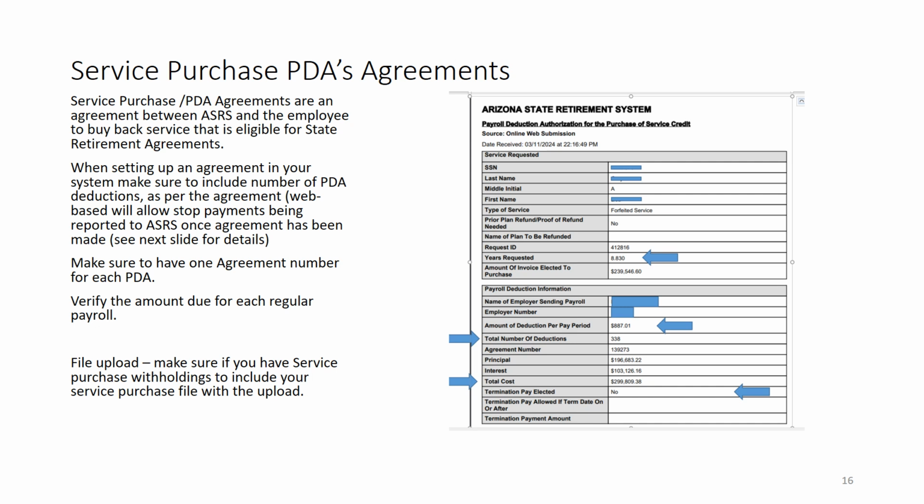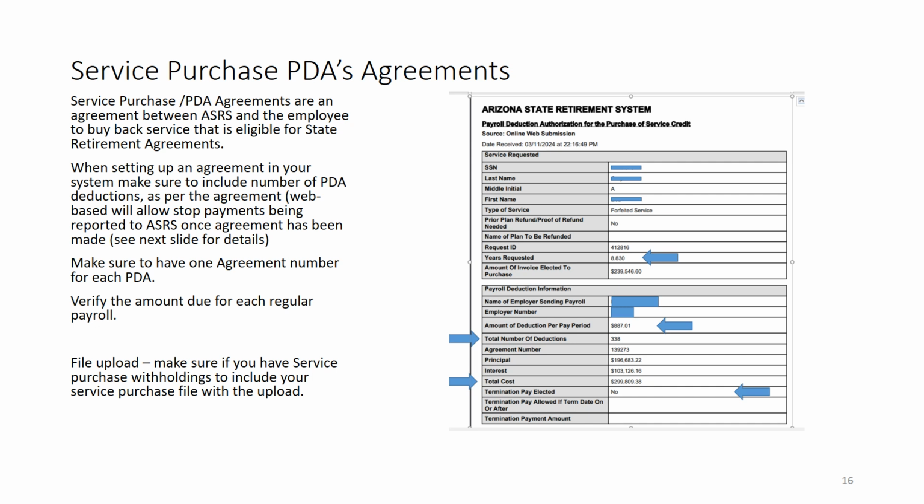Service purchase payroll deductions, authorizations, or PDA agreements, are another important role in reporting contributions to the Arizona State Retirement System. ASRS members may be eligible to purchase ASRS service credit for time worked for other public employers or to reinstate previously forfeited ASRS service credit. There are multiple payment options for members who are purchasing service credit in the ASRS. One of these payment options is an irrevocable PDA through their ASRS employer.